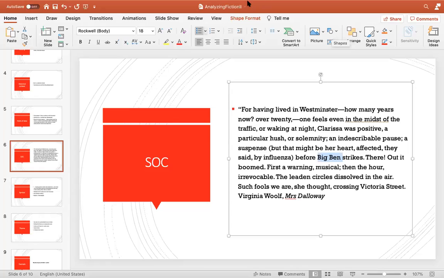All right. So if you look at this page on this quote, notice these words: hush, solemnity, pause. These are all words of what? They're all words of silence. Okay. Now, look at this expression: Big Ben strikes. And Big Ben is what? As you just rightly said, the clock. Okay. So, of course, the clock stands for time.